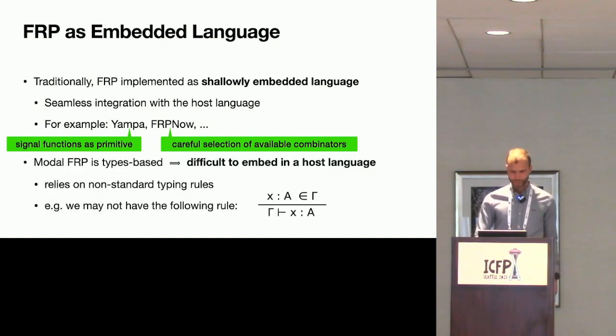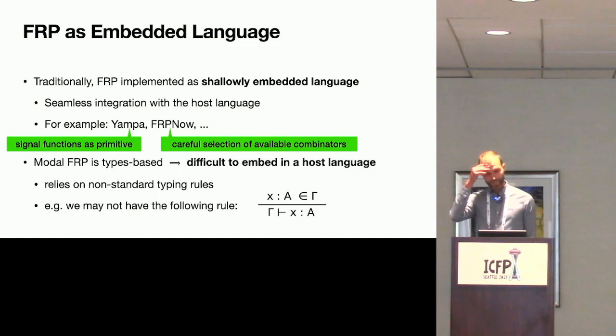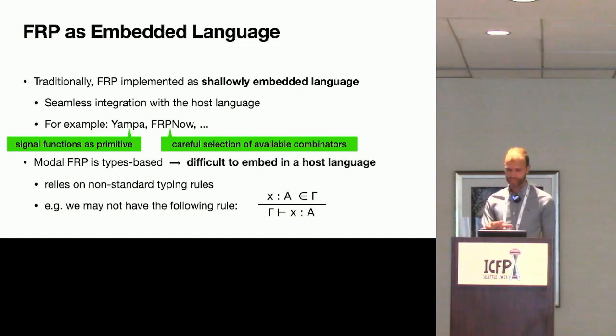Right? So this is all nice and well, but this won't work like this for Modal FRP because it's type-based, right? So it's more difficult to embed a language like this in a language like Haskell, because it relies on rather interesting typing rules, so that are rather non-standard.